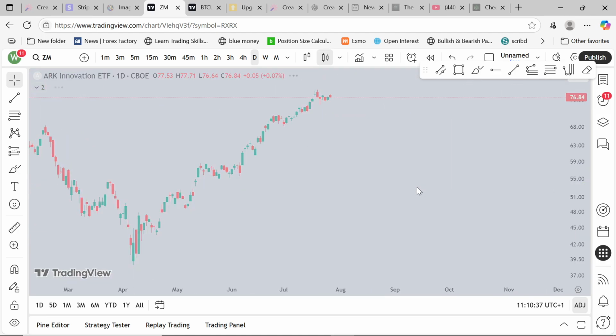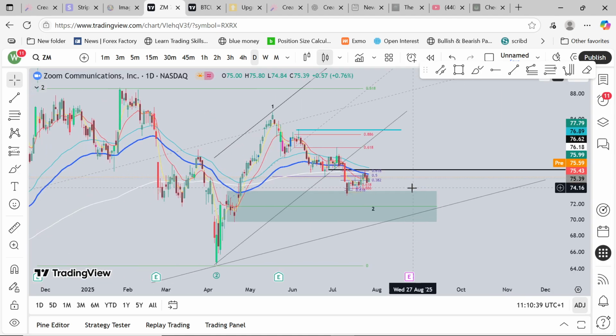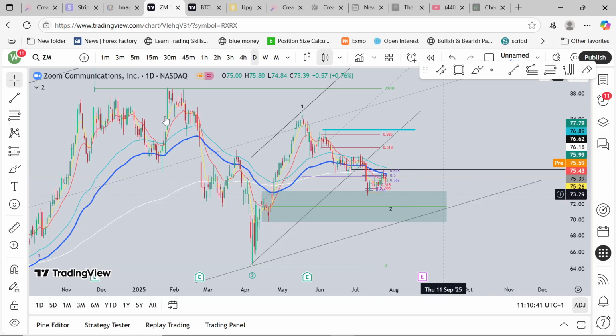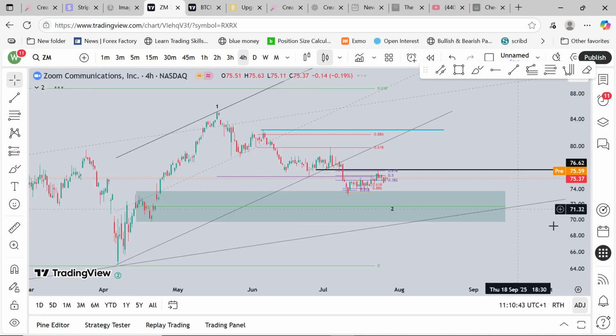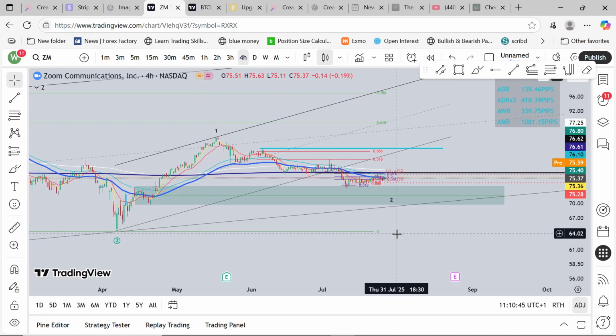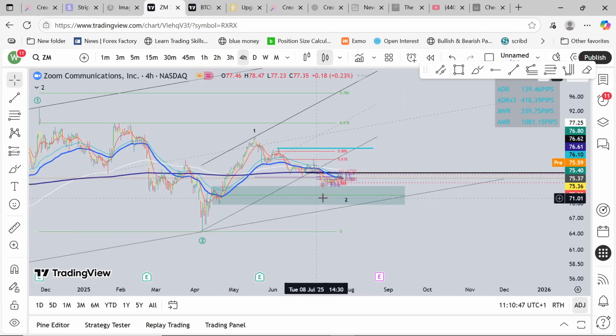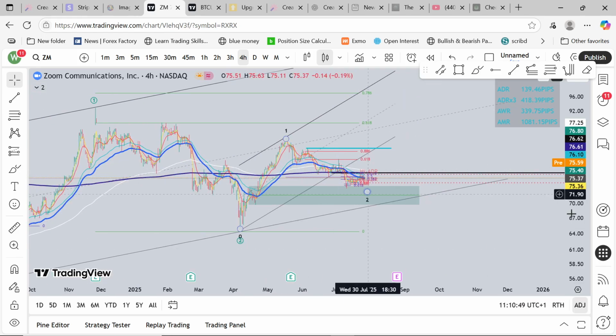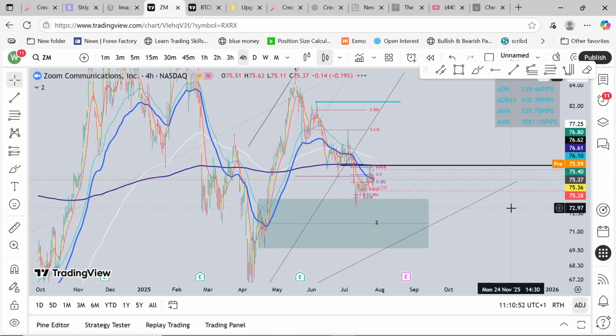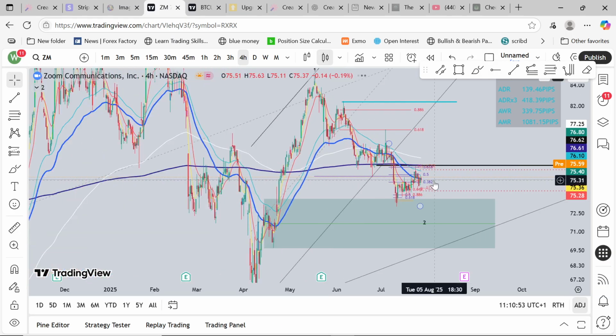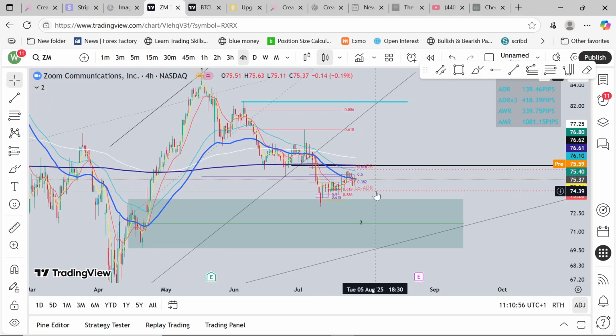Oh, and another one is Zoom. But for Zoom, I'm waiting for one more sweep of the lows. I don't trust Zoom yet for buys. But I definitely want to buy Zoom. So I'm sorry, let me zoom out and get this a bit off the chart.